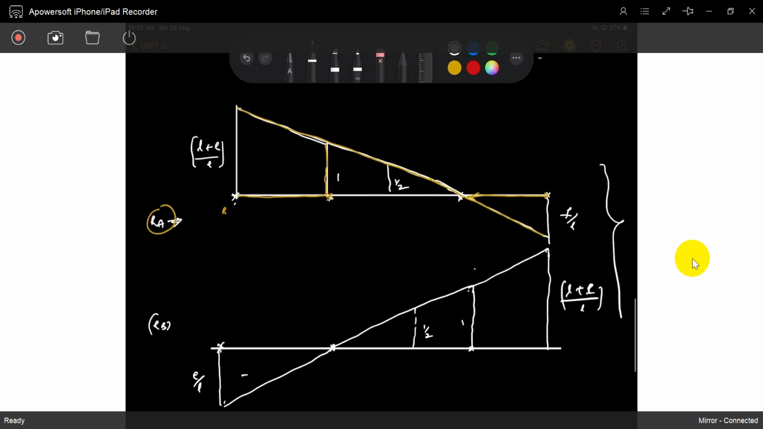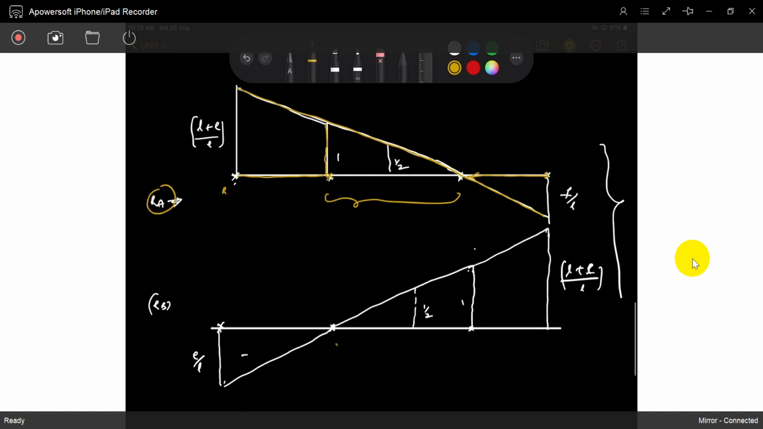You have to develop the ILDs like this. You have to place the load at every position and see how the parameter is varying. Understood? But once again, you can observe this portion is exactly the same as for a simply supported beam. Only the overhanging is different: if you attach an overhang, it will come like this.